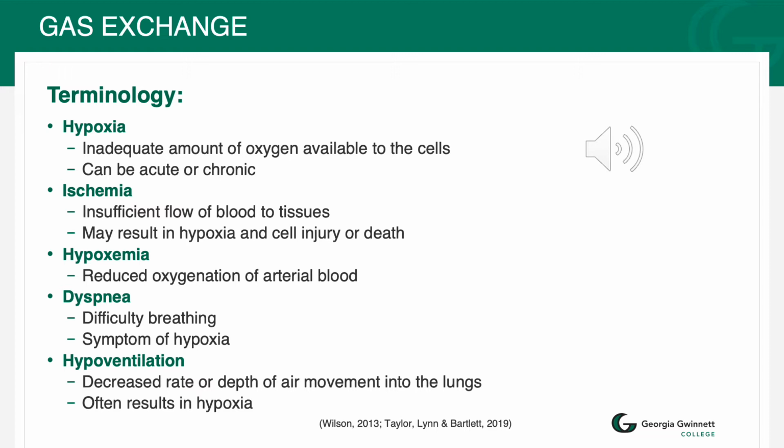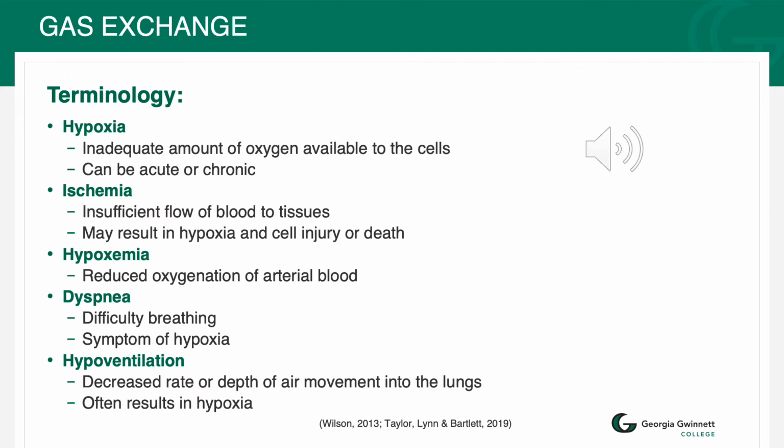So hypoxia is insufficient oxygen reaching those cells. Someone can have acute hypoxia, or somebody can have chronic hypoxia. We're going to talk about what that looks like later in the lecture. Ischemia is insufficient flow of blood to the tissues, and that insufficient flow can result in hypoxia, or inadequate oxygen to the cells, and can cause cell death. Hypoxemia is actually reduced oxygen in the blood.